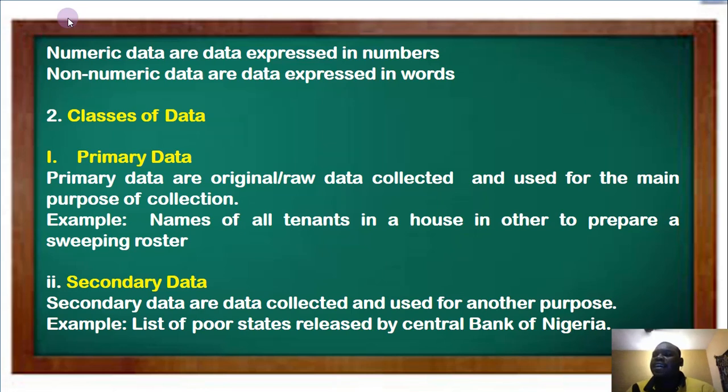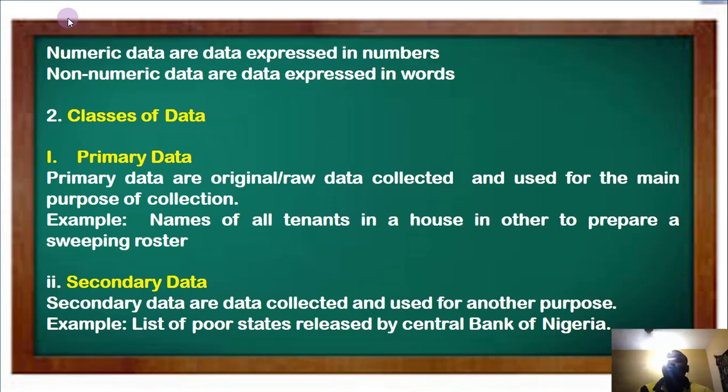Primary data are data that are collected and used for the main purpose of collection. They are raw data that nobody has even used before. For example, nobody has gotten information or data about the type of toothpaste that you use in your family. That's the raw data. Secondary data are data collected and used for another purpose.